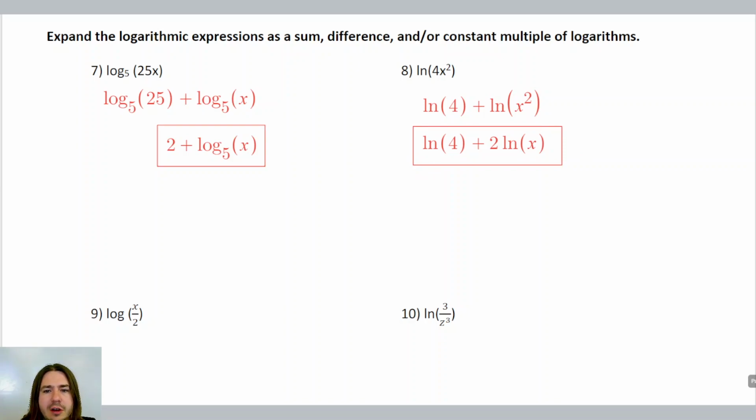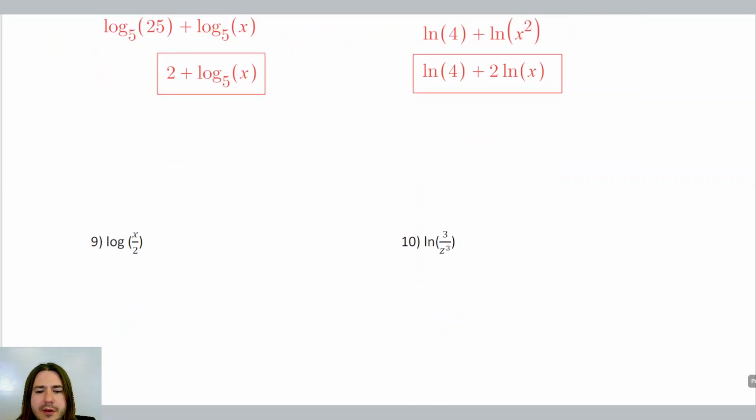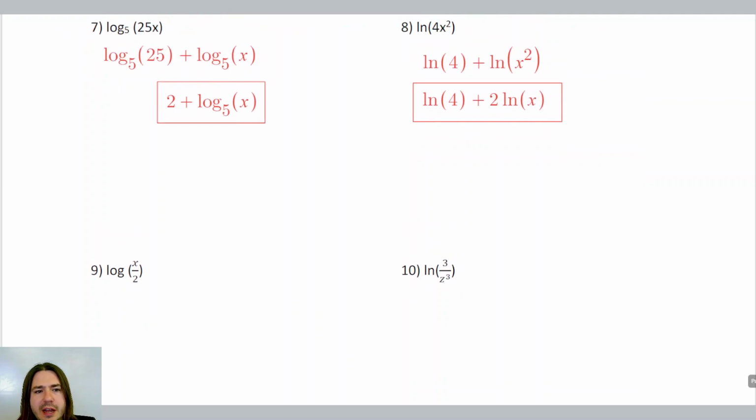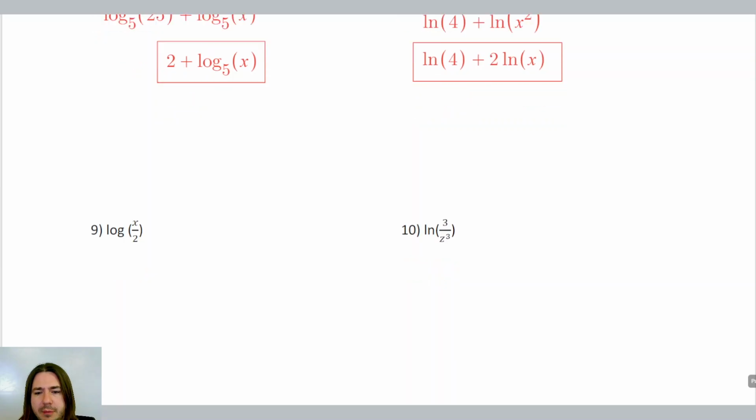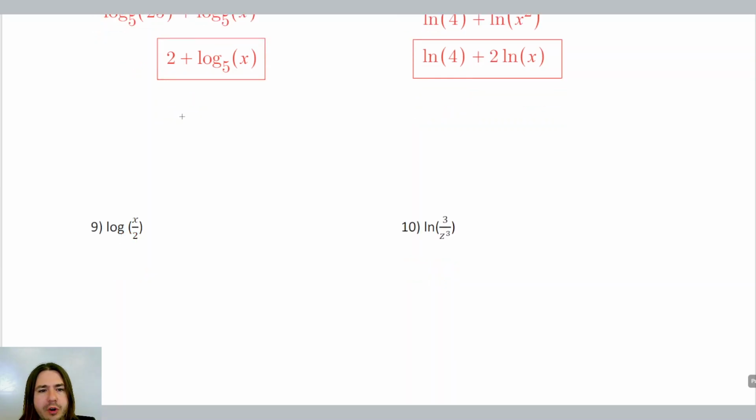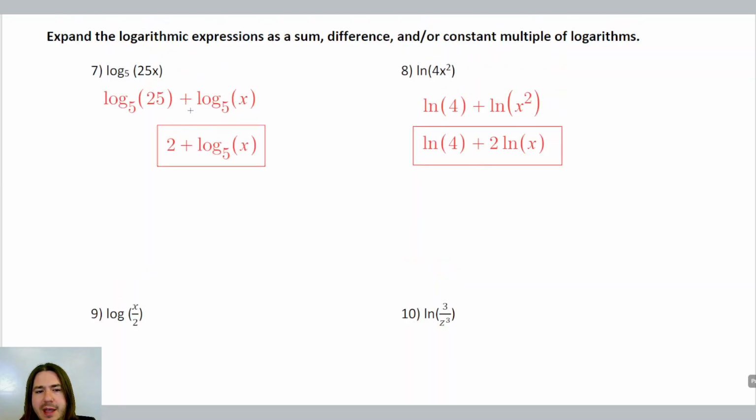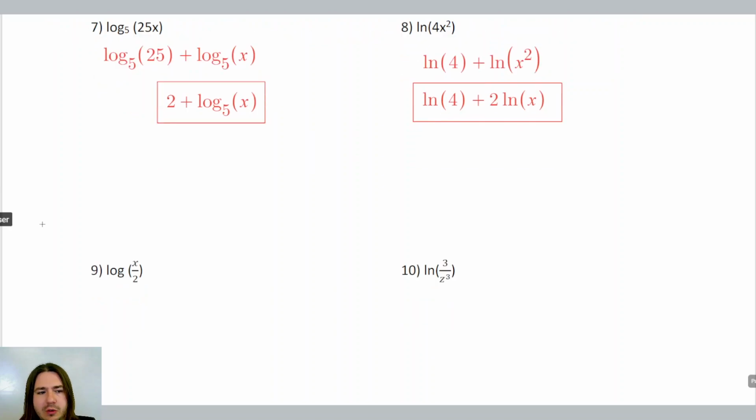Now, both of these are using the product property, and down here we're going to use the quotient property. So up here we had products inside the parentheses, like 25 times x and 4 times x squared. But if we're dividing rather than multiplying, like we are in number 9 down here, instead of expanding them using addition, we're going to expand them using subtraction.